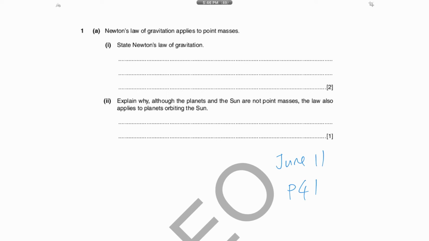Just copy from the notes. But the one I want to explain to you is part 2. Explain why, although the planets and the sun are not point masses, the law also applies to the planets orbiting the sun. So what they're trying to say is this.